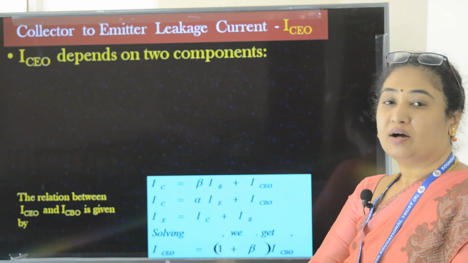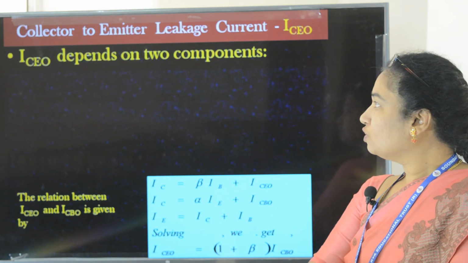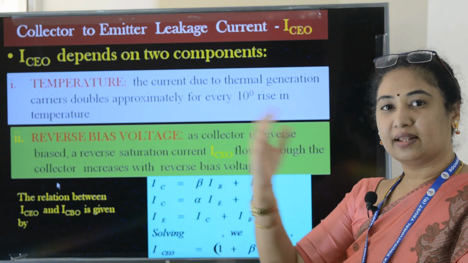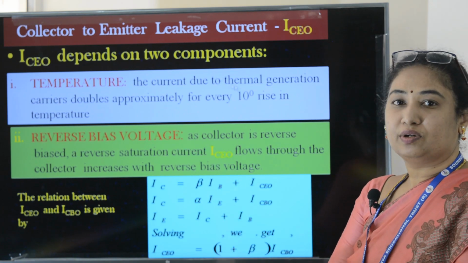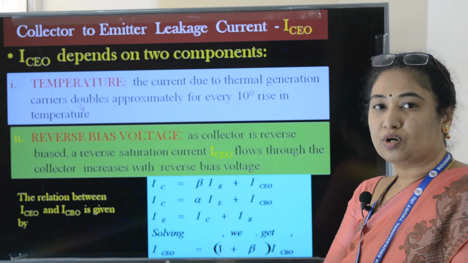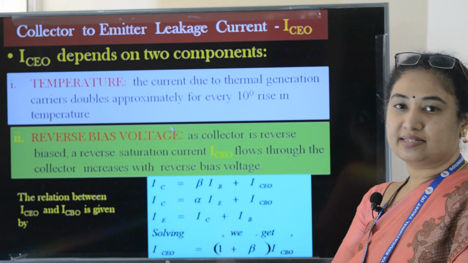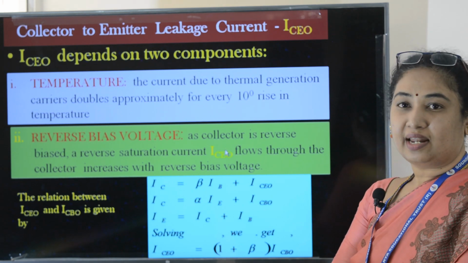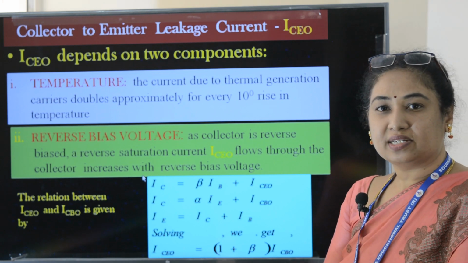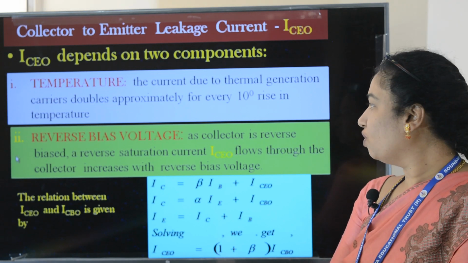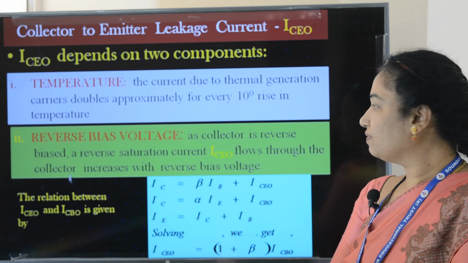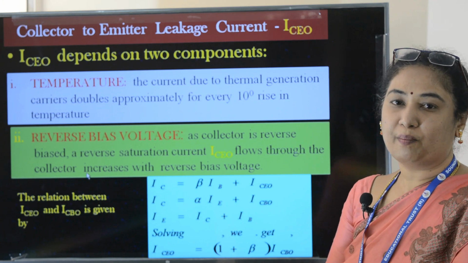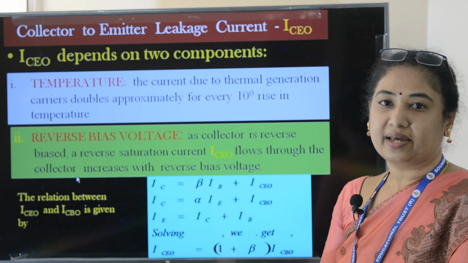Now let us see on what factors it depends. ICEO depends on two important parameters again. One is the temperature, as we saw in common base mode. The current due to the thermal generation of the electron hole pairs will double for every 10-degree rise in temperature. The second point is the reverse bias voltage. As the collector voltage is reverse bias, reverse saturation current ICEO will start to flow through the collector terminal, and it will start to increase with the increase in reverse voltage. So this is another factor which will lead to the increase in ICEO.